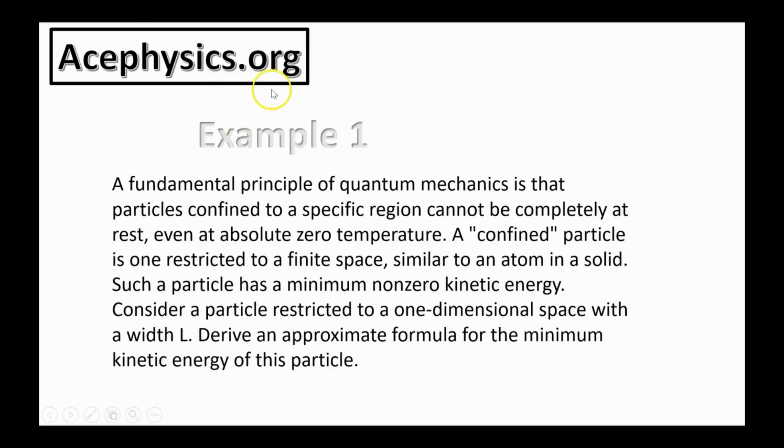Now let's move on to example 1. A fundamental principle of quantum mechanics is that particles confined to a specific region cannot be completely at rest even at absolute zero temperature. A confined particle is one restricted to a finite space, similar to an atom in a solid. Such a particle has a minimum non-zero kinetic energy. Consider a particle restricted to a one-dimensional space of width L. Determine the approximate formula for the minimum kinetic energy of the particle.